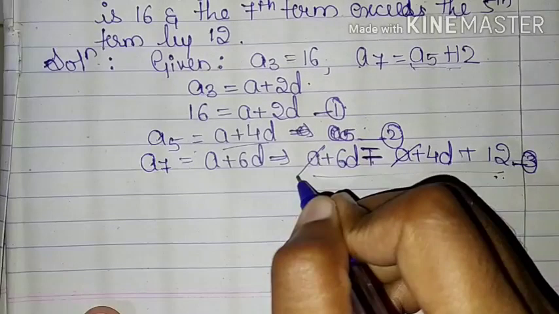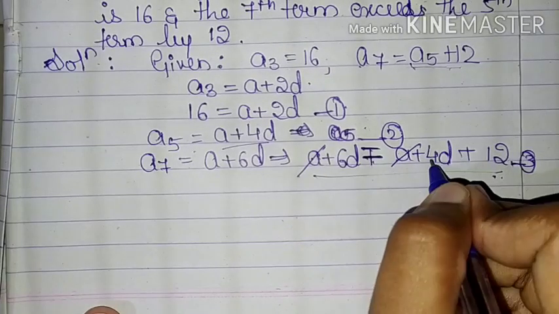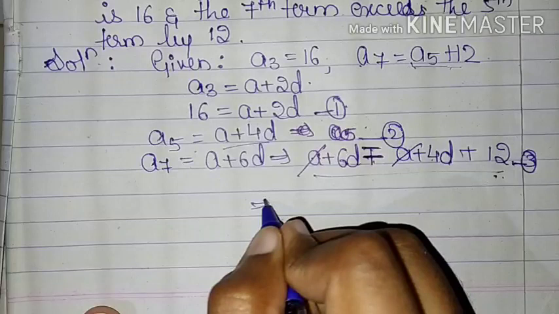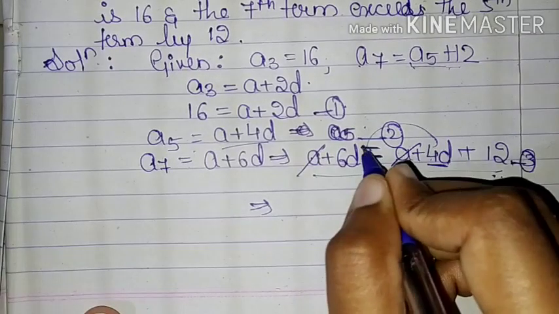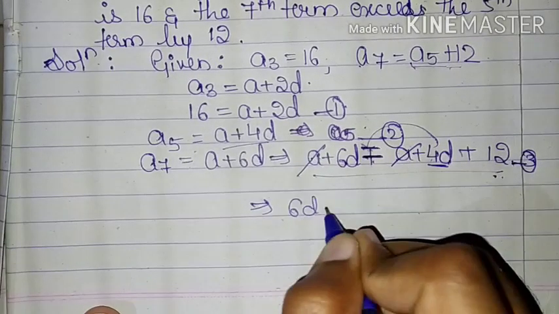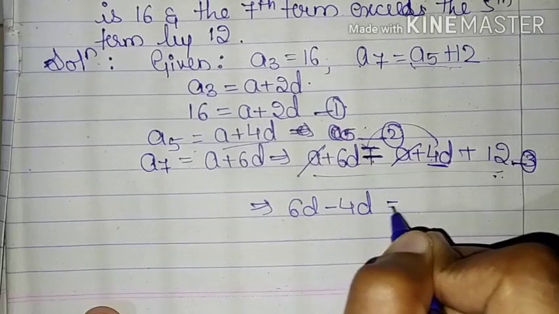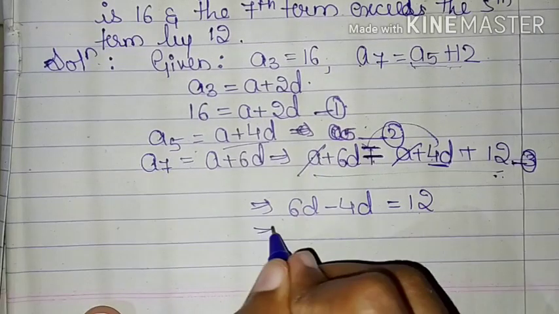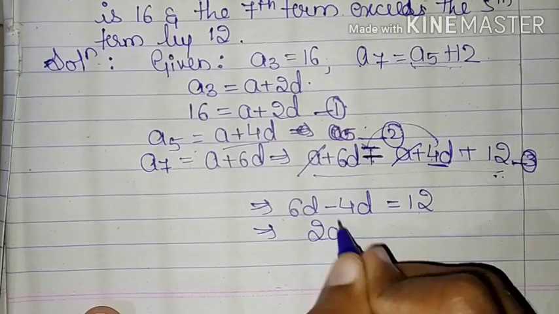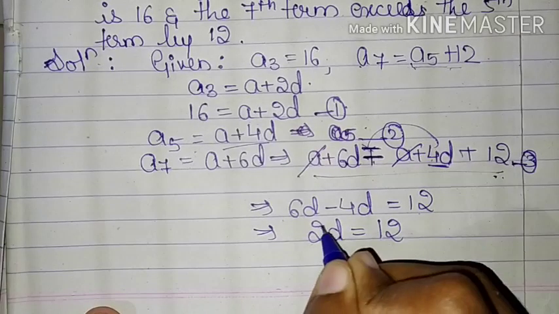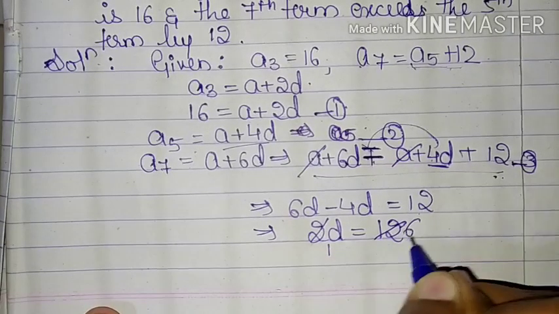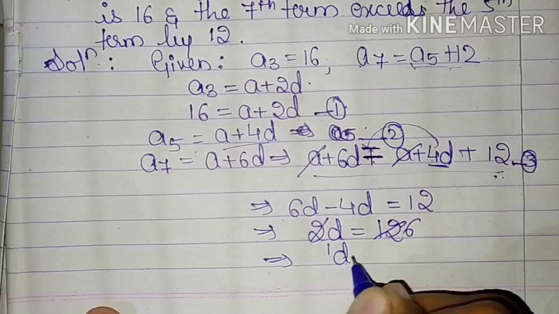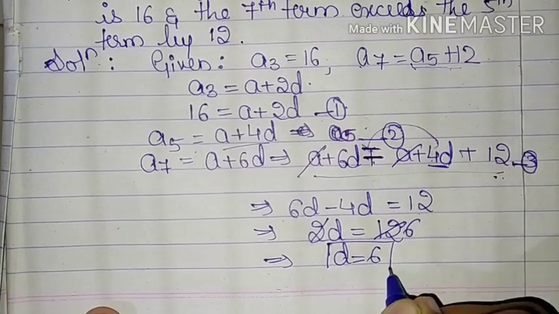Now let's simplify equation 3. a cancels out. On transposing the d terms, it becomes 6d minus 4d is equal to 12. 6 minus 4 is 2. So 2d is equal to 12. 2 sixes are 12. This implies d is equal to 6.